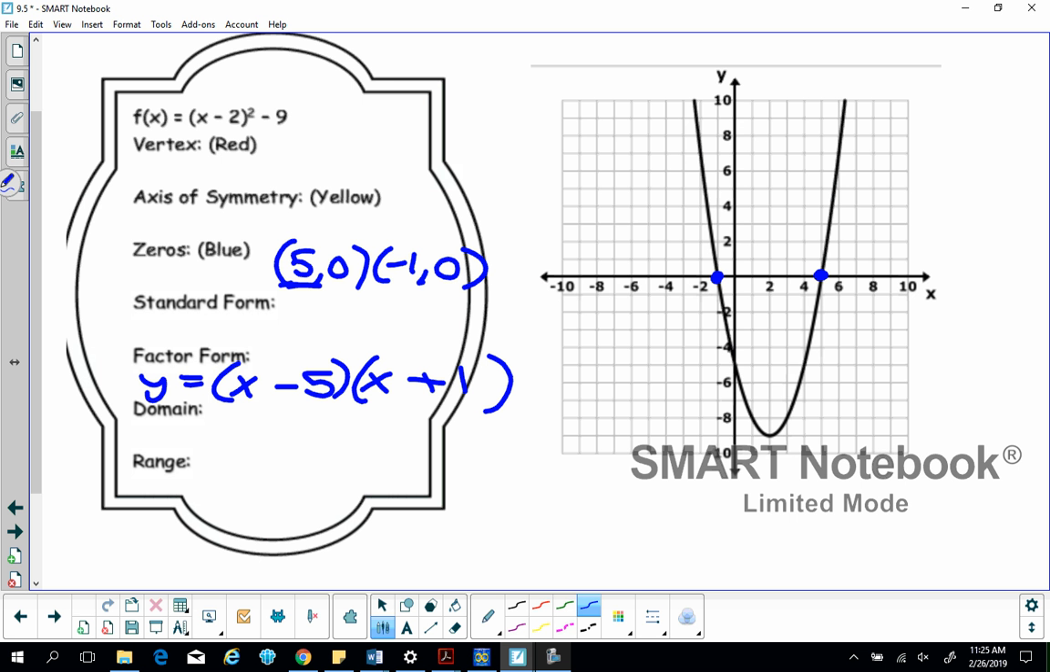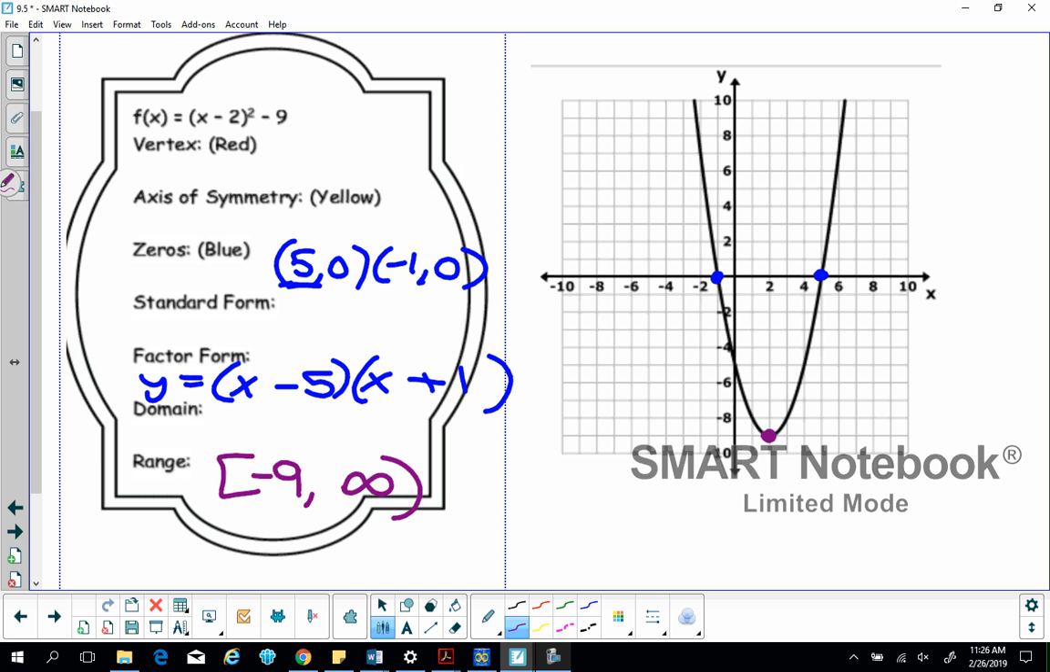Who wants to give me another one? Sure, Kiki, go for it. Range, what's her range? -9 to infinity, because we could see right there. -9, would it be a bracket or parentheses? Bracket, because it's touching -9, right? So -9 all the way up. So remember, range is bottom up. Beautiful.